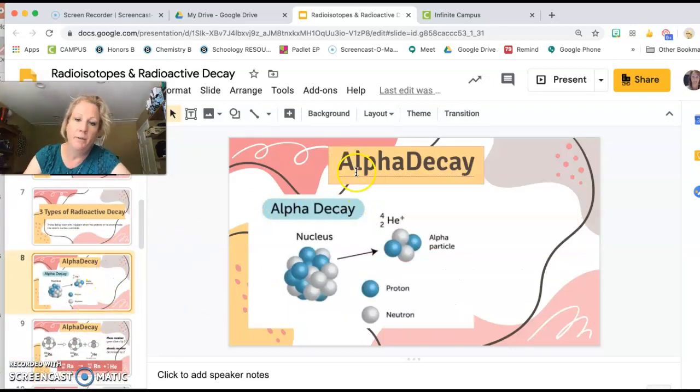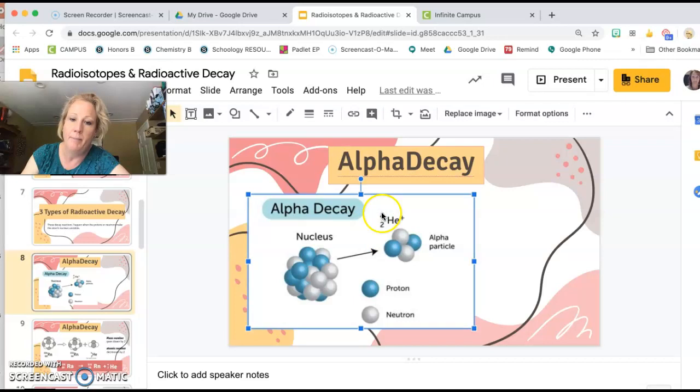The first type of decay that we're going to talk about is alpha decay. An alpha particle is a helium, a helium nucleus. It's not quite a helium atom because it doesn't have electrons. It has a mass of 4 and an atomic number of 2, so those numbers on the side still mean mass on the top, atomic number on the bottom.